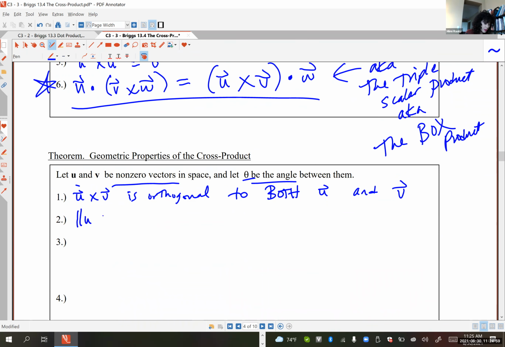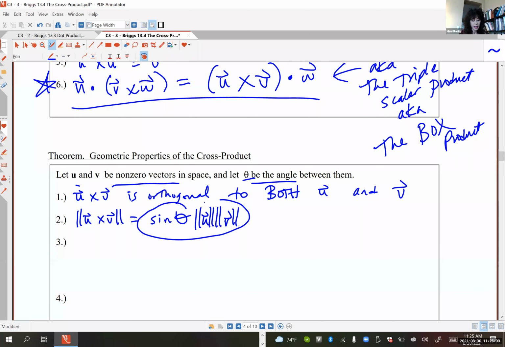The magnitude of U cross V is sine theta times the magnitude of U times the magnitude of V. Now this right-hand side is a scalar that I actually showed you on the first page of today's lecture. It was the scalar multiplied with the n, which was a unit vector pointing in the direction of a vector orthogonal to U and V. So that's where that shows up again. It's the magnitude of the cross product.